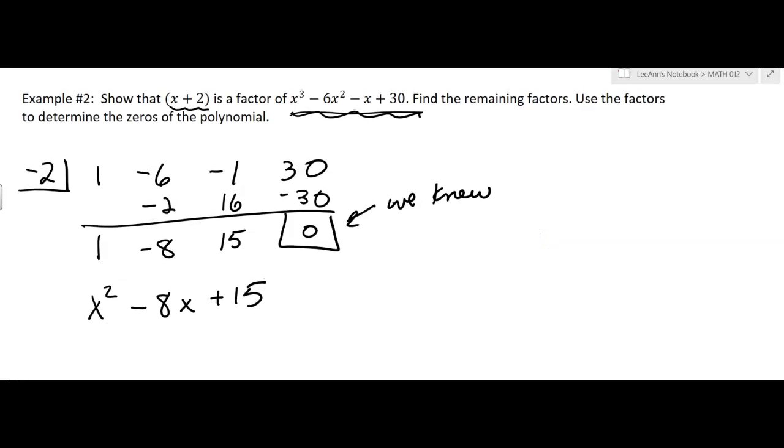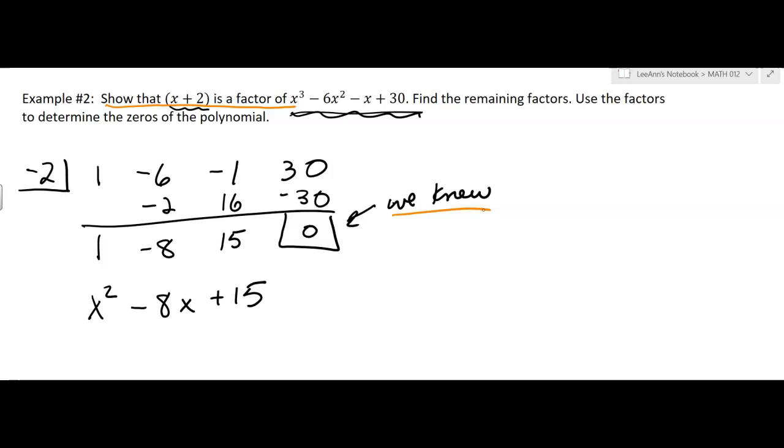Okay, so let me go through this problem in pieces here. Show that it's a factor. We did that when we found it had a 0 remainder. So I don't know that I've really talked about that in the other videos, but if x plus 2 is going to be a factor, then it has to have a 0 remainder, okay? And that's implied in the factor theorem. Okay. And then, so we did that.